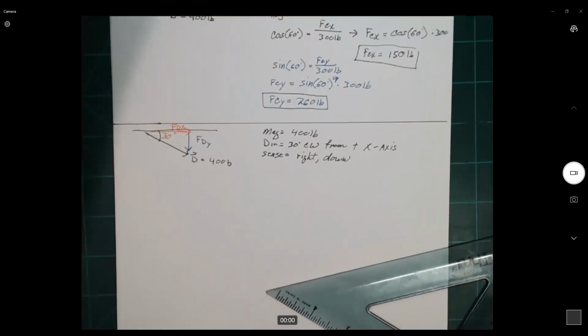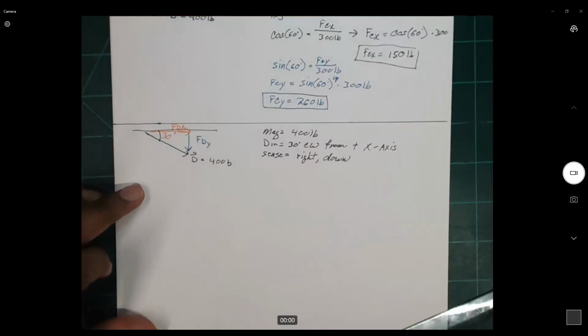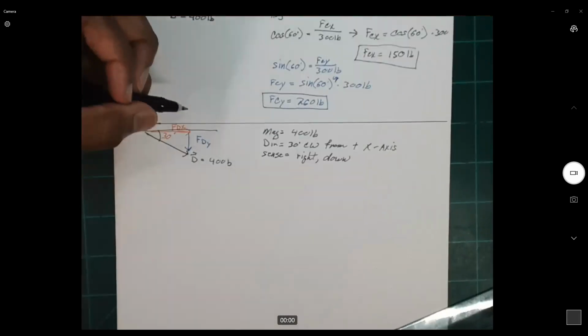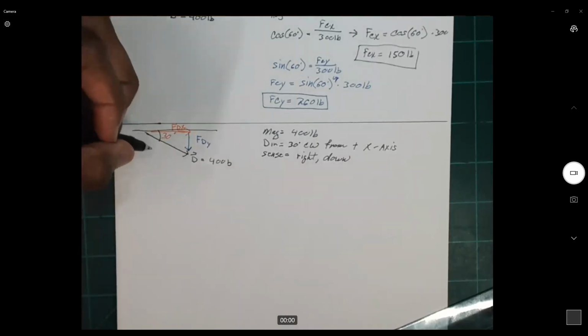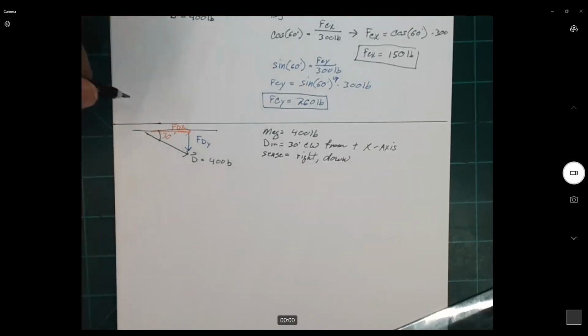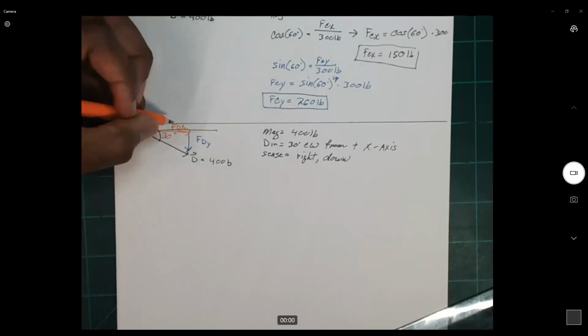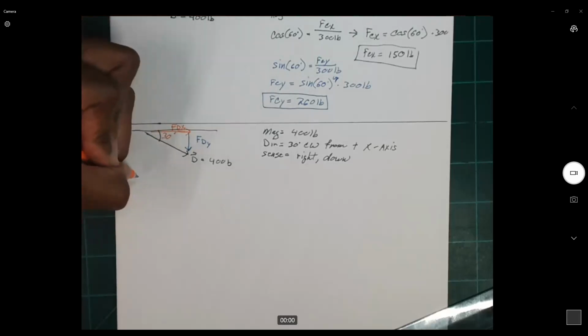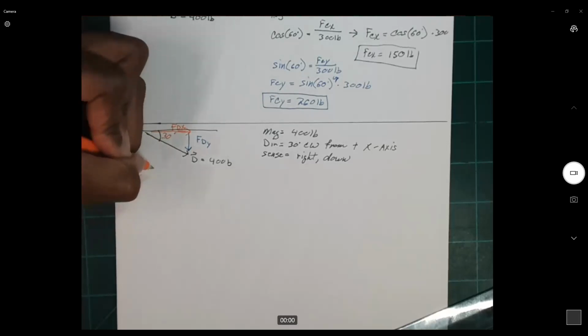Zoom in just a little bit. All right, now our second step is solve for the component forces. So we have our F dx, and that is adjacent from the angle. So we're going to use cosine.